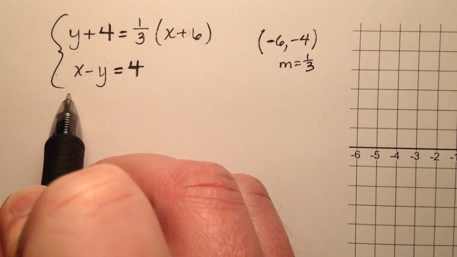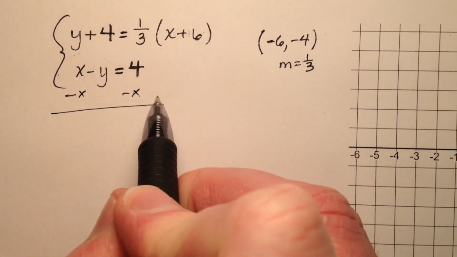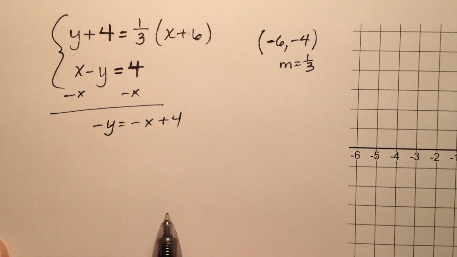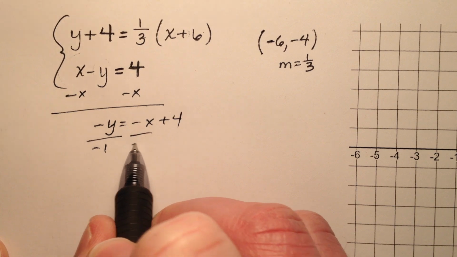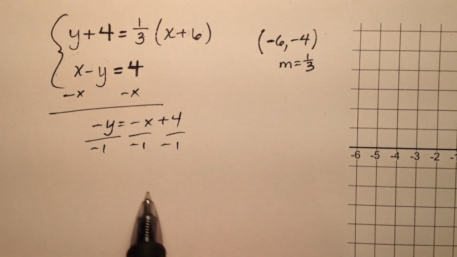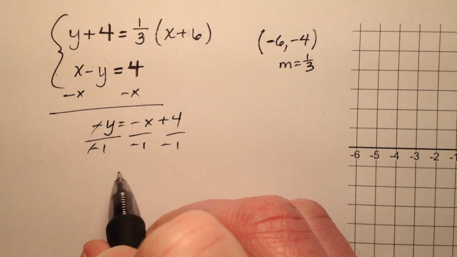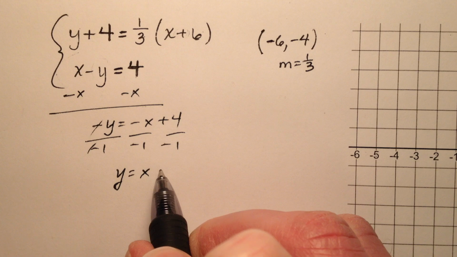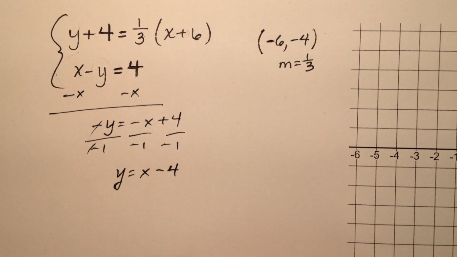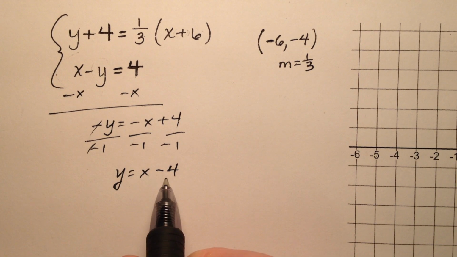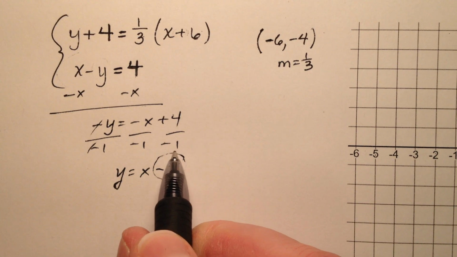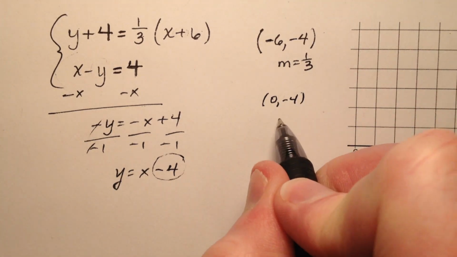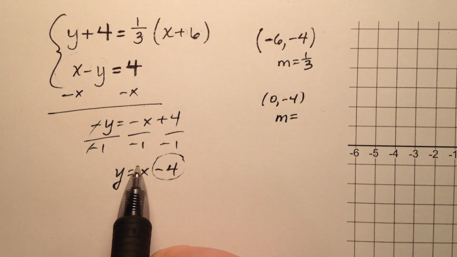For the second line, I'll notice that the equation is in standard form, so I need to isolate this y. So I'm going to go ahead and subtract x from both sides, and I'll have -y equals -x plus 4, and then I can divide every single term by a -1, and that will cause my y to be positive. It will also cause my slope to be positive, and my y-intercept to be -4. So I have a y-intercept of -4, so that ordered pair will be 0, -4, and then my slope is going to be, it looks like, a 1.